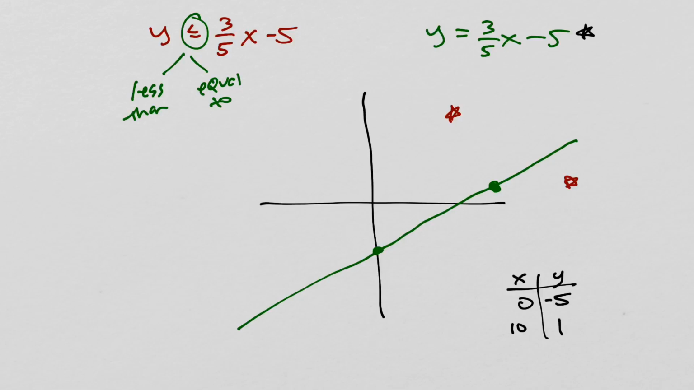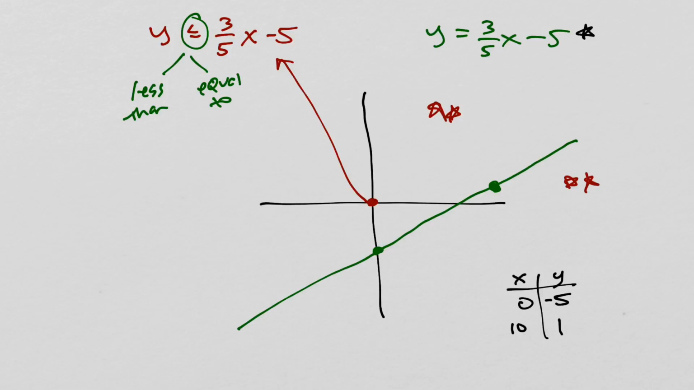The inequality is going to force us to pick one of these 2 regions. The easiest thing to do is just to pick a point anywhere on this axis and plug it in to see if it's a true statement or a false statement. For instance, I'm going to plug in this point 0, 0. If you plug 0, 0 into this equation, if it's true, we use this part. If it's false, we use the lower part.